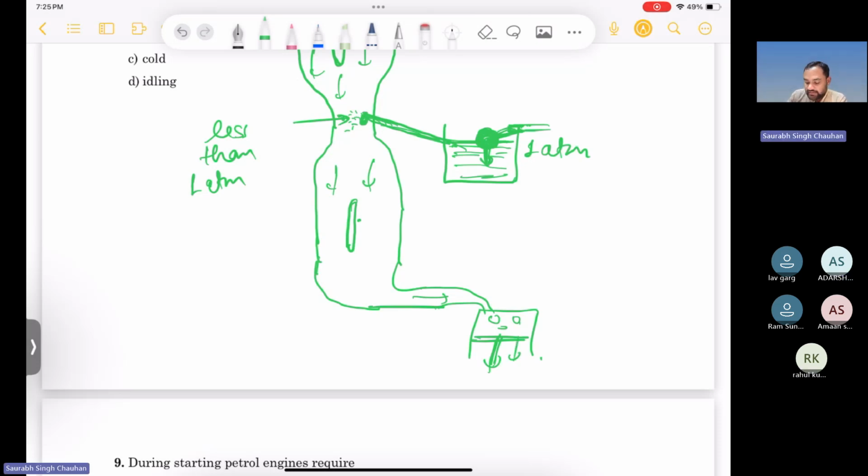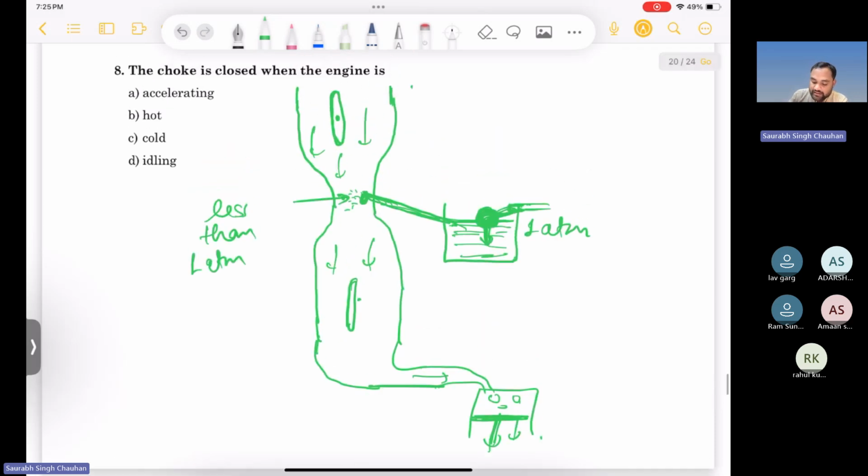Yes, so the same thing is there. The piston is going down, so it is sucking the air in, so air is coming here. Now you can control the flow of air using this throttle valve. Okay, this is the throttle.